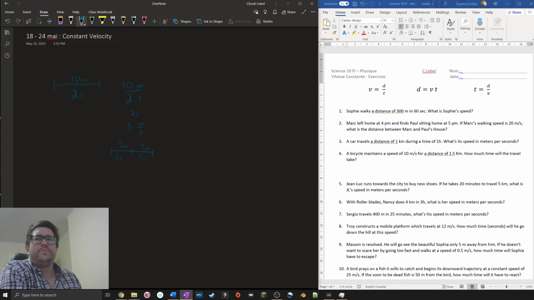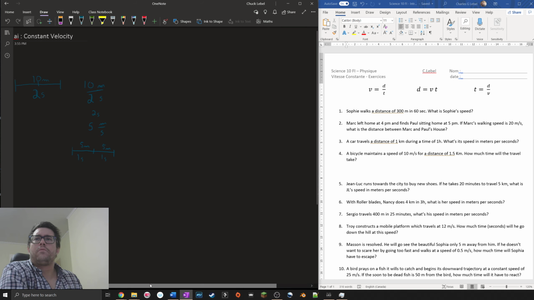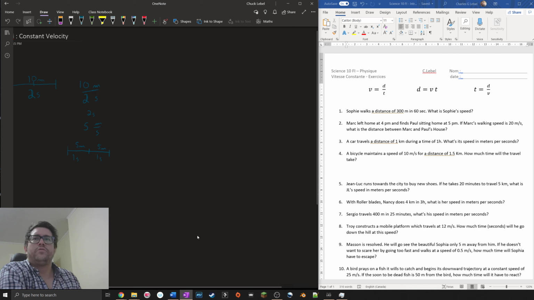But maybe it wasn't meters, maybe it was kilometers. Right? So what if they traveled 10 kilometers this time, and it took them 2 hours? So kind of the same situation, but kilometers and hours. So what happens to our speed? Well, let's take a look. 10 divided by 2 would be 5 again. But the units would be kilometer per hour. Kilometer divided by hours. So again, I'm not judging anything. I'm just writing what was.